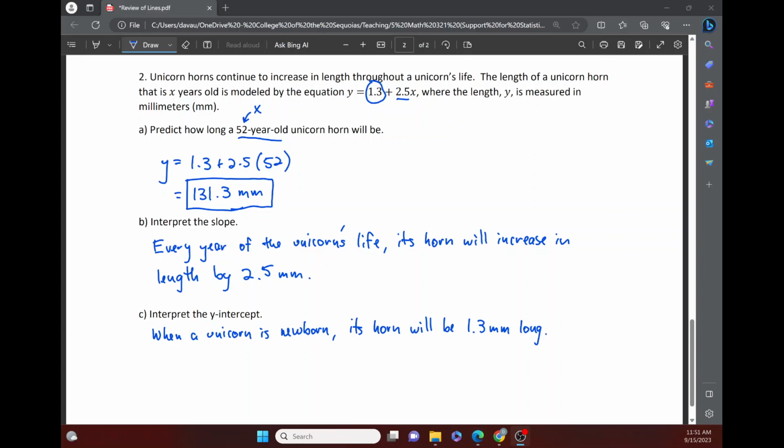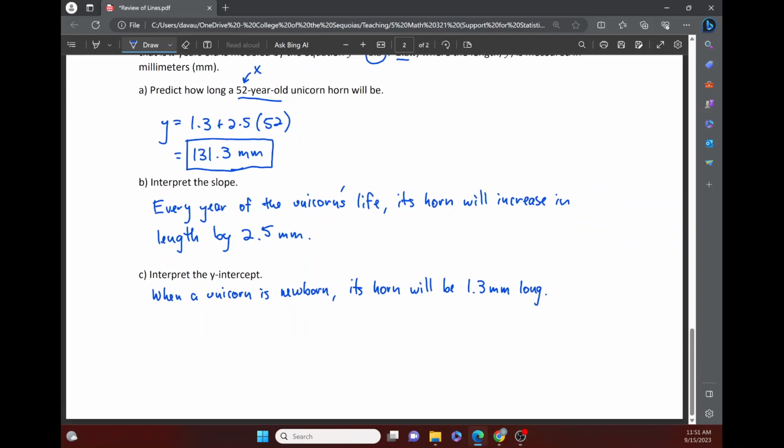Okay, so here's my interpretation, right? When a unicorn is newborn, its horn will be 1.3 millimeters long, right? Because if x is 0, that means the unicorn is 0 years old. It's brand new. It was just born, and the y-intercept is 1.3, so that's the length of its horn when it's newborn. Okay, so that's the idea there.